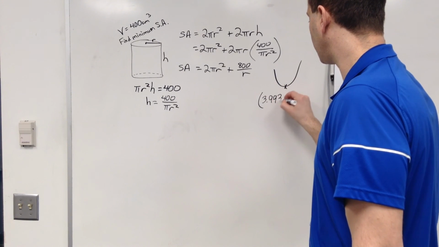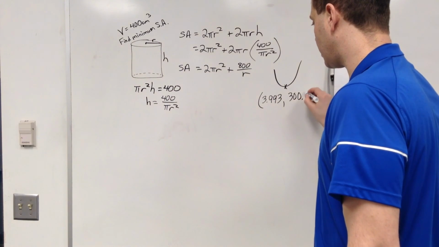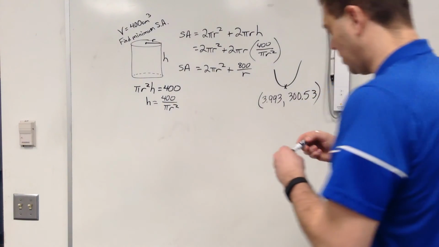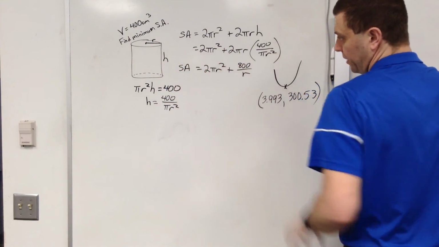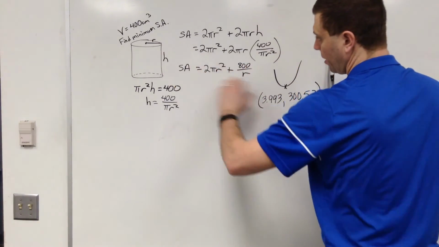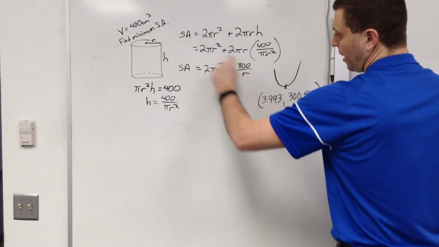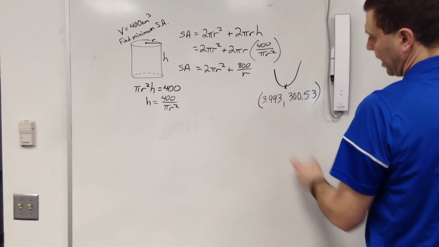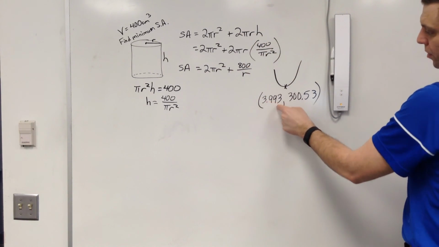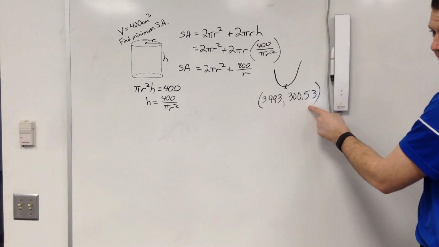3.993, comma 300.53. Okay? So, what we did was we graphed this on Desmos. If you need help graphing on Desmos, you have to ask the teacher, alright? But you should be able to graph this on Desmos. There is a minimum that occurs somewhere, okay? And it happened to be at the coordinate 3.993, comma 300.53.